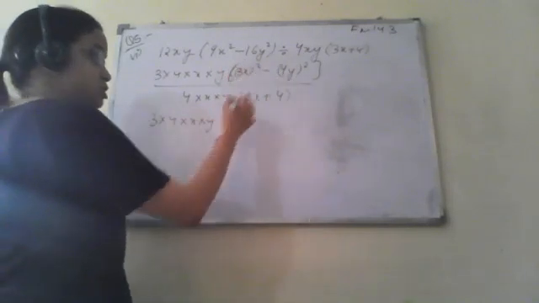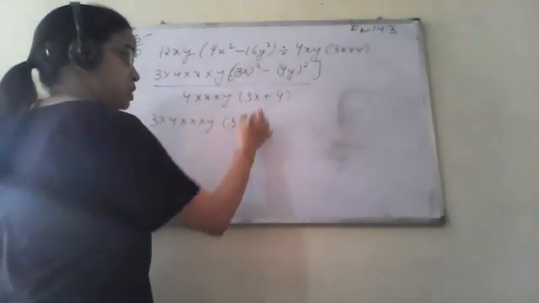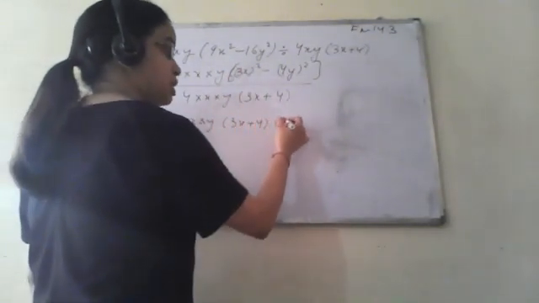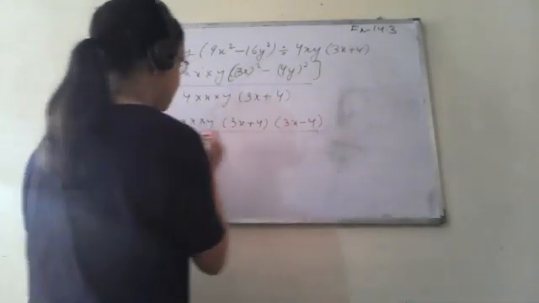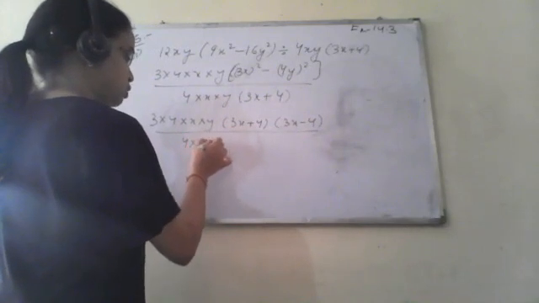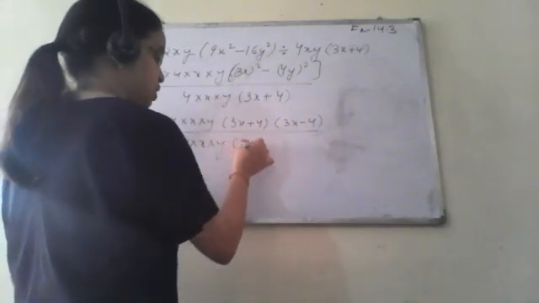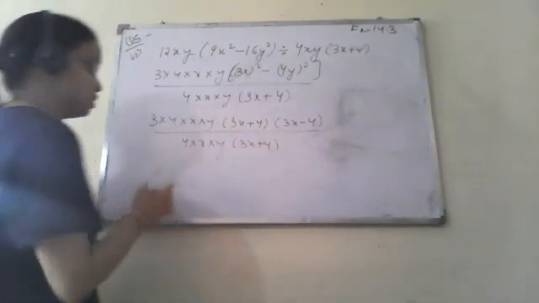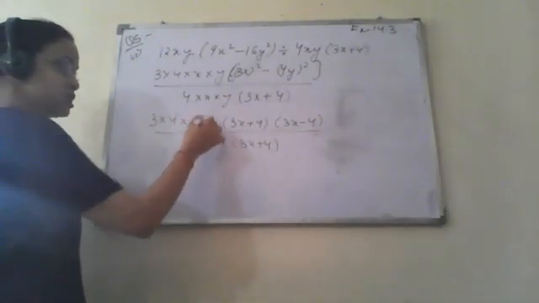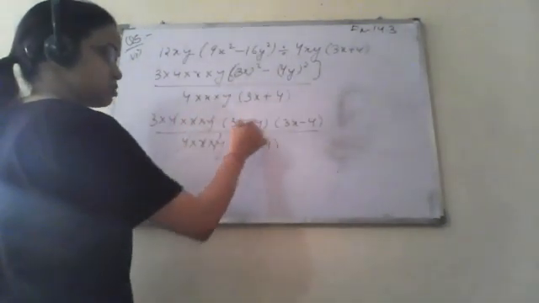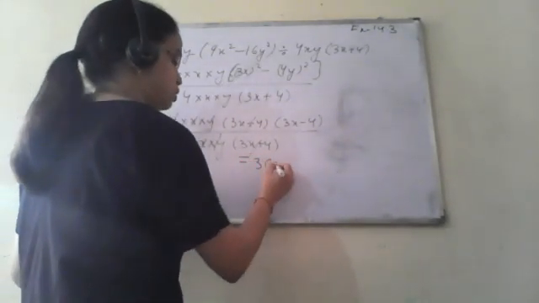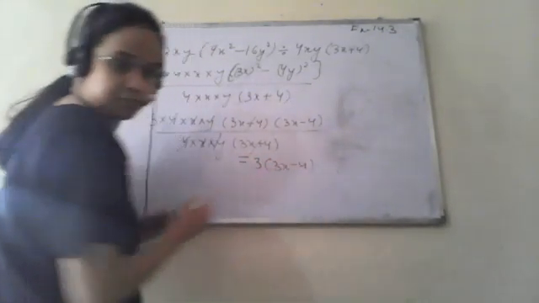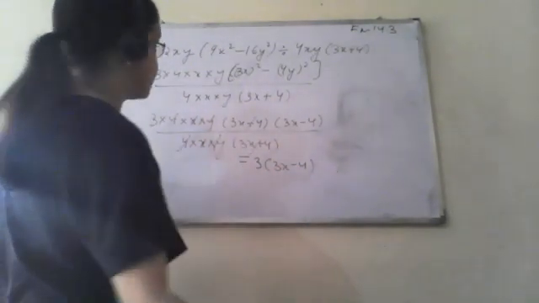This is a square minus b square. What was it? a plus b, that is 3x plus 4, into a minus b, that is 3x minus 4, and this is 4 into x into y into 3x plus 4. Clear? So this 4 is cancelled, this x is cancelled, this y is cancelled, this 3x plus 4 is cancelled. So what is left? We are left with 3 into 3x minus 4. So this is the answer.